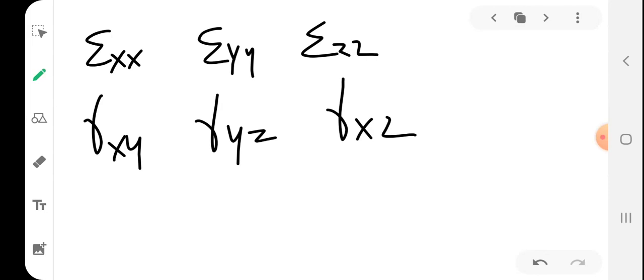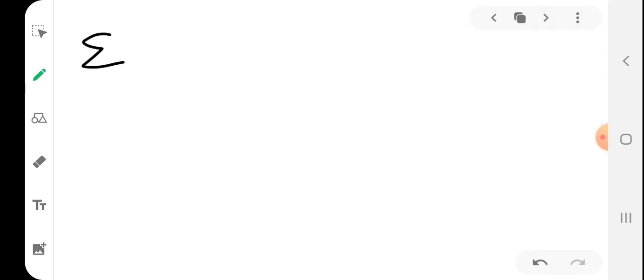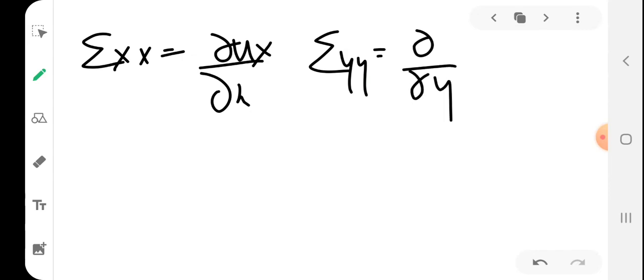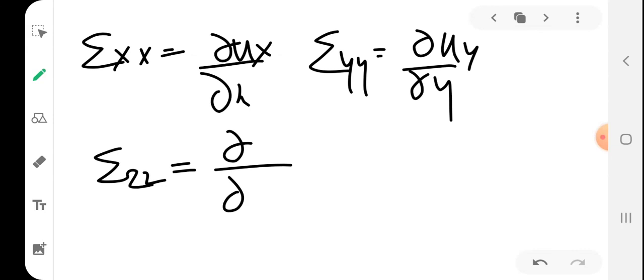So how to write epsilon xx? Epsilon xx is nothing but dou by dou x of ux. Similarly, epsilon yy is nothing but dou by dou y of uy. Epsilon zz is nothing but dou by dou z of uz.